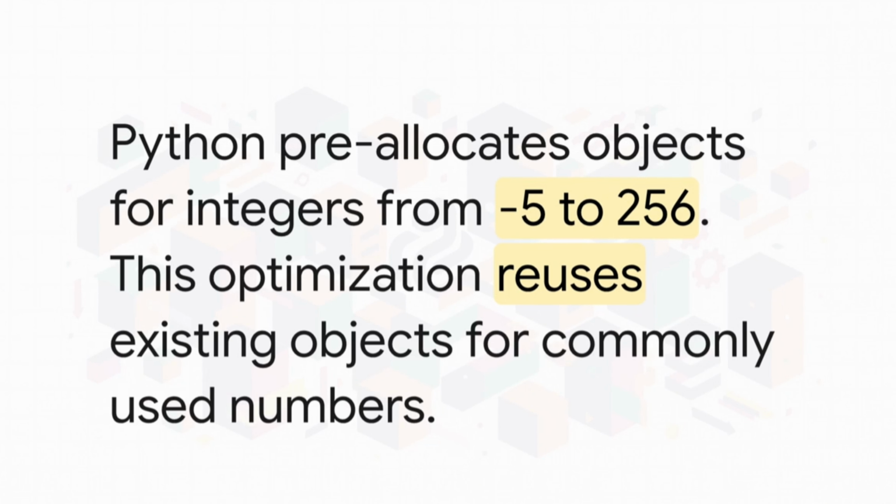Well, the answer is actually a super clever optimization. Python knows that we use small integers all the time. So to save memory and speed things up, it creates objects for all the integers from -5 all the way up to 256 when the interpreter starts. So anytime you use one of those numbers, Python just hands you a pointer to the one that already exists. And this is our first big clue that Python's memory game is all about being smart and efficient.